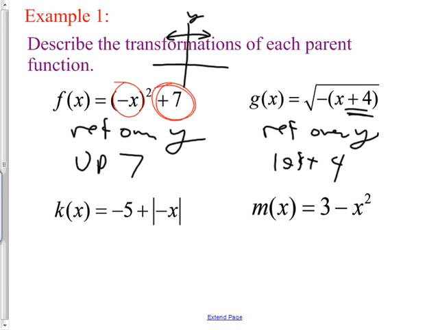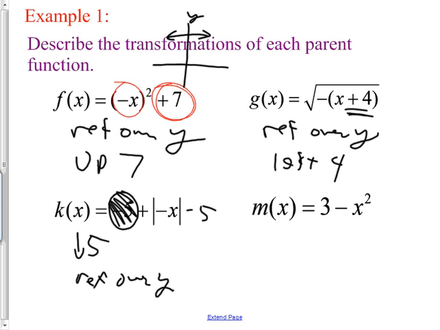On the next one, let's go with Andrew. Down 5. Down 5. And why is this, wait a minute, it's in front. Shouldn't that be like a flip or something? No. Because it could be in the back just as easy, couldn't it? -5 just as easy right there. Okay, so down 5 is good. And then what's the other thing? Over the y. Reflect over the y.